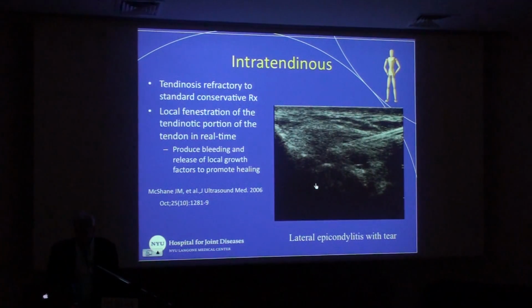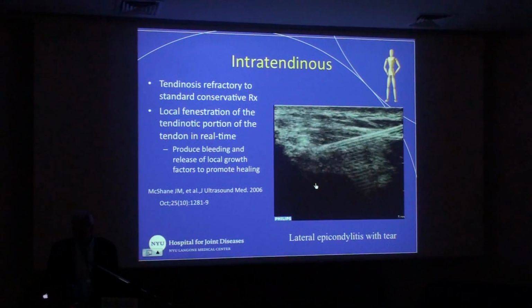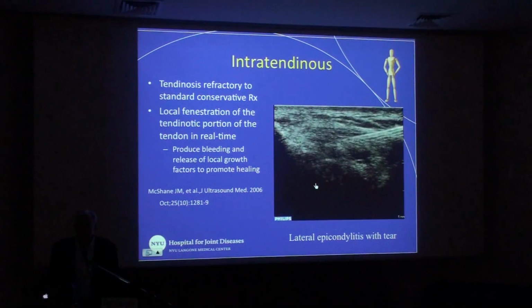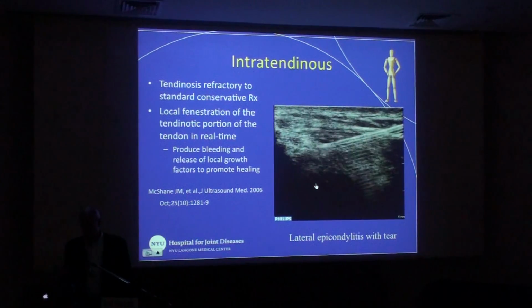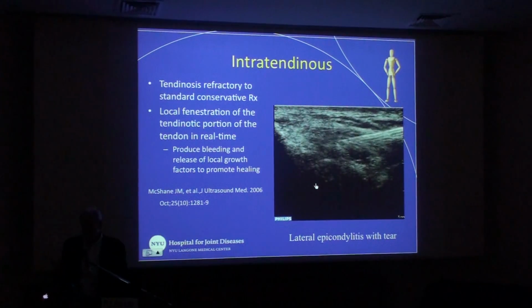So intratendinous injections are things you may have read about. Autologous blood, fenestration, PRP injections, stem cells, they all sort of fall into the same category. Basically, what you're going to do is use ultrasound guidance directly into the area of tendinosis. You're going to fenestrate the tendon. Let's see if this works. That works nicely. This is the patient with lateral epicondylitis. So you're going to fenestrate it. You're going to cause a bleeding response. You're going to start an inflammatory process, which is that inflammatory cascade that helps healing.